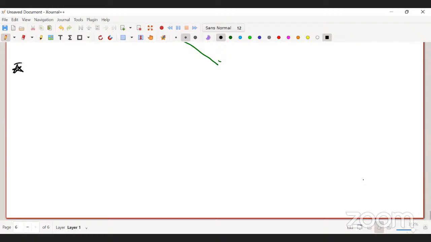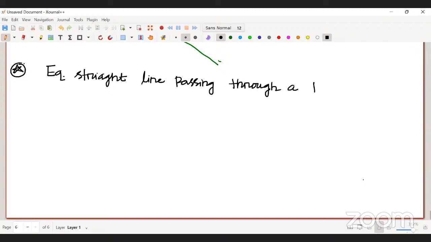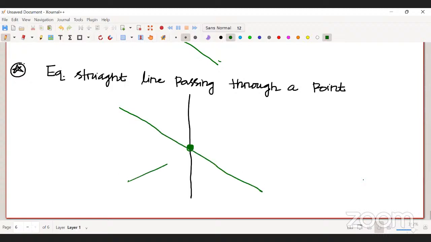Am I audible, sir? The equation of a straight line passing through a point which is at the intersection of two lines, let's say L1 and L2, can the equation be obtained? So basically, you are saying you have a straight line which passes through a point, and this point is the intersection point of two different lines, right? Yes, sir.